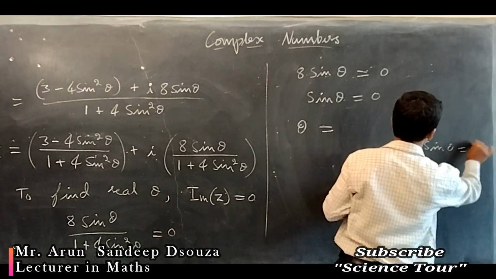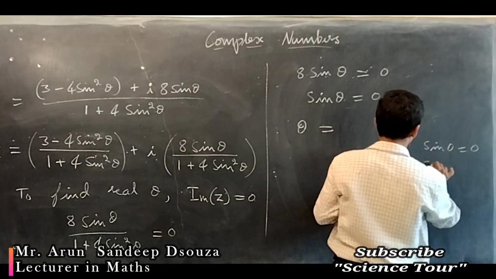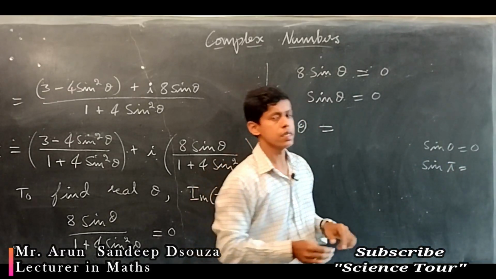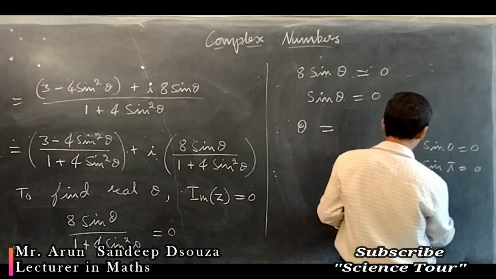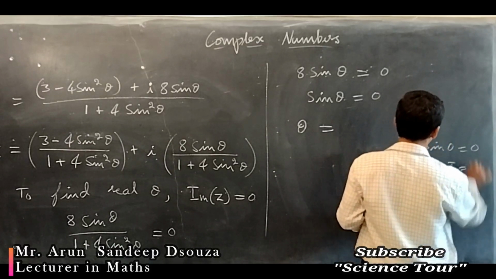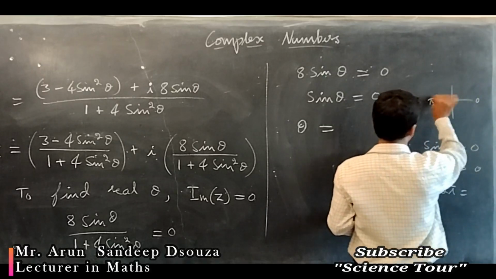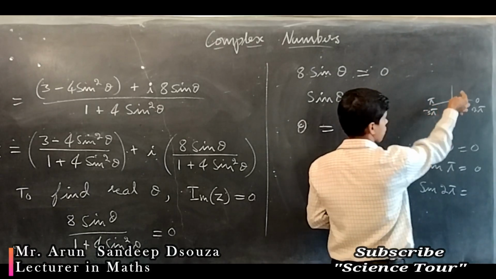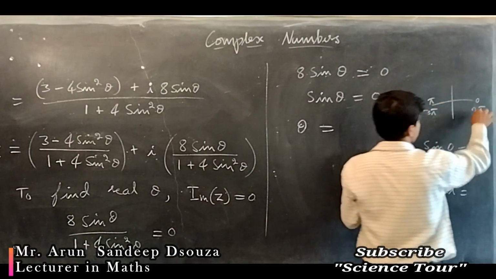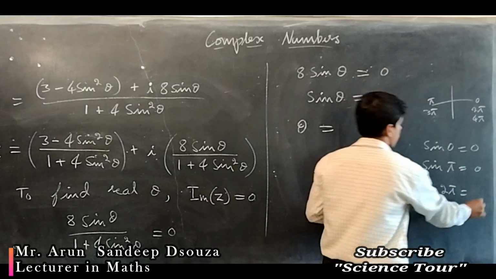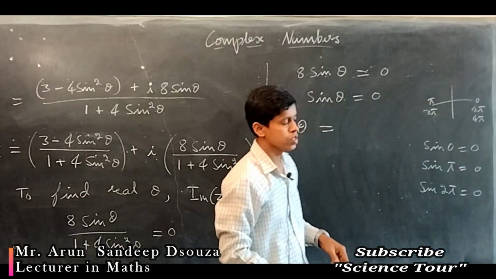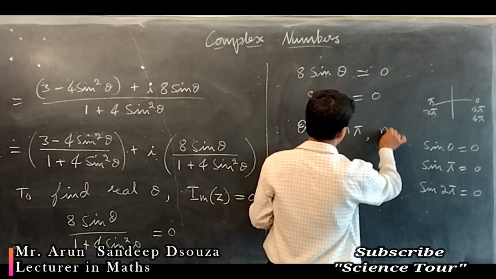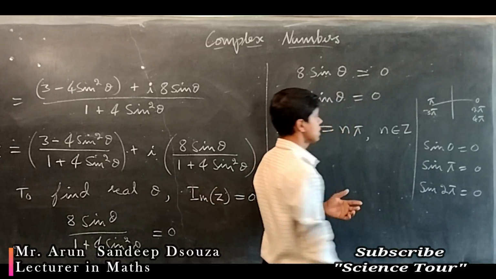Sin 0 is 0, correct? And then what is sin 180? Sin 180, pi, sin pi is also 0. What is sin 360? Okay, so this is 0, this is 180 degrees. Again, when you go here, it will be 2 pi. Again, when you come here, it will be 2 pi plus pi, 3 pi, then 4 pi, 6 pi, for all that it will be 0. So, in general, what we can write is n pi, where n belongs to the integers.